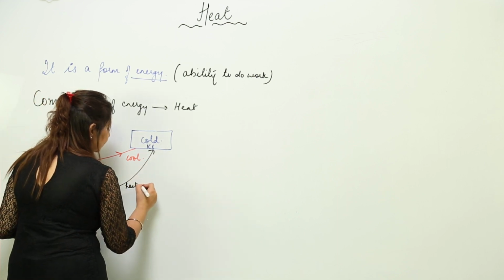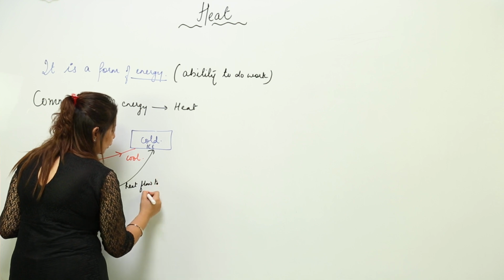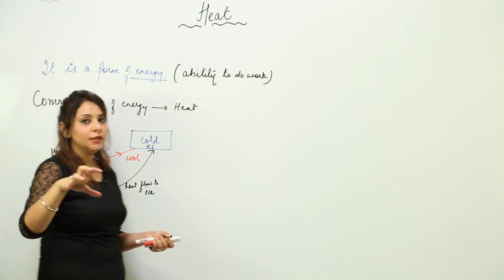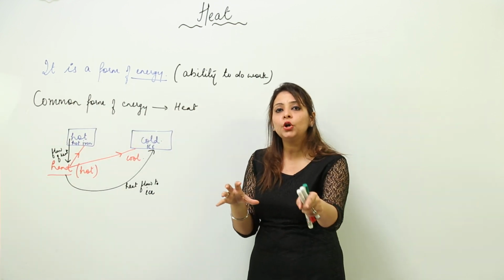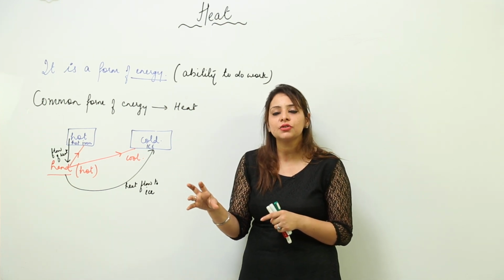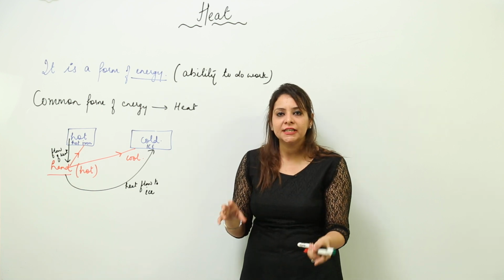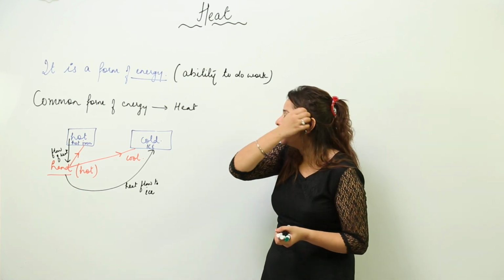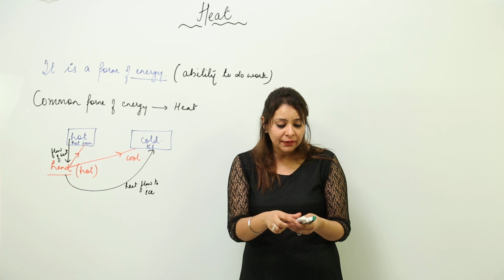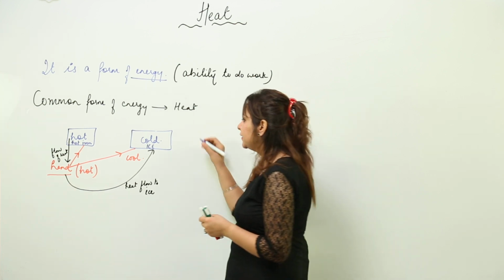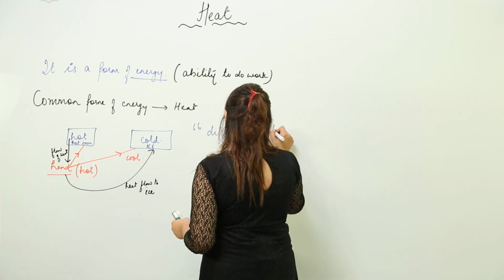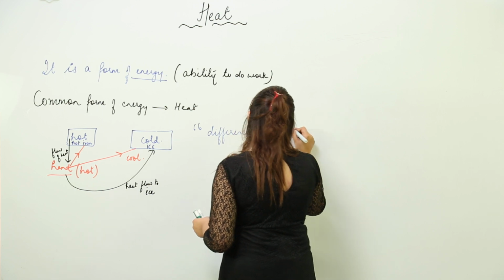Heat gets transferred, heat flows to ice. So that means when you are touching a hot substance, heat is transferred from that hot substance to your hand. And when you are touching any cold substance, heat is transferred from your hand to the cold substance. That is why you are feeling cool. So these are the reasons that the flow of heat occurs. And you know what is the basic reason behind the flow of heat? That is the difference in the temperature of two bodies.